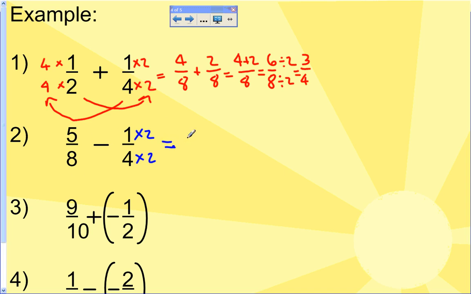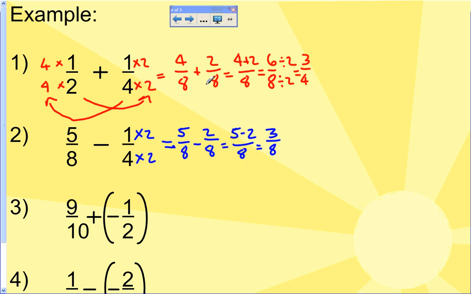So the 5/8 I didn't do a thing to. So just bring it over. Minus 1 times 2 is 2. 4 times 2 is 8. So I have 5 minus 2 over 8, which equals 3 over 8.